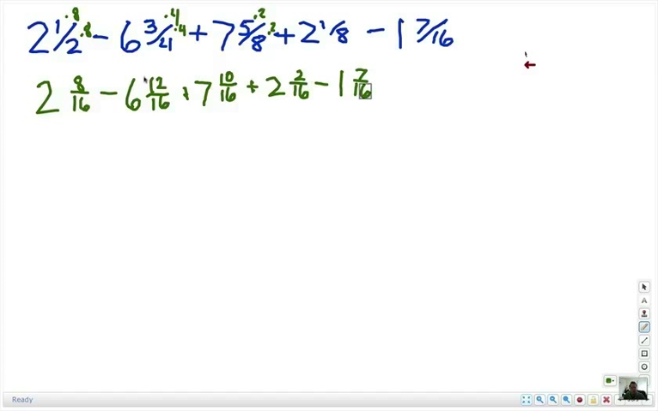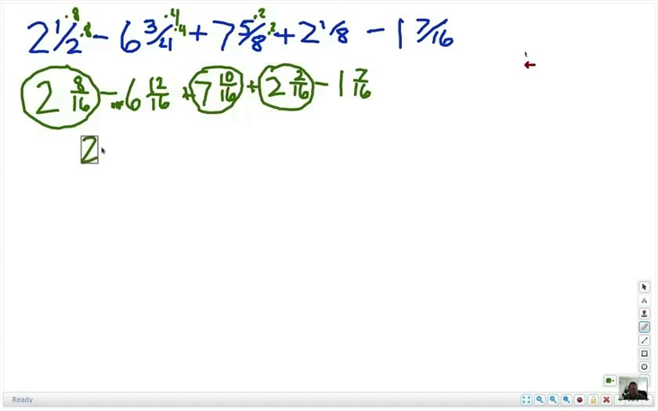So what I want to first talk about is the strategy here. If I start trying to subtract 2 and 8/16 take away 6 and 12/16, well, obviously, we're going to end up with a negative amount there. So I'm going to just focus on the positive ones. I'm going to circle just the positive ones here, and let's go ahead and add those together. And then we'll do our subtracting.